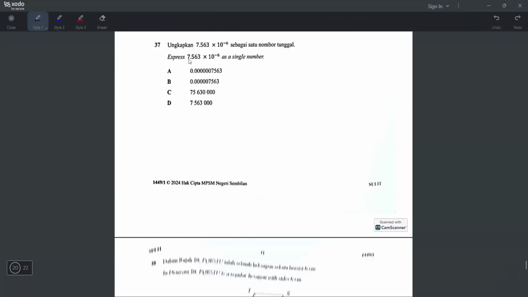Okay, number 37, 7.563. They want you to times with 10 power negative 6. This is called standard form. Okay, standard form, bentuk piawai. Bentuk piawai looks like this: A times 10 power n, right? And your A value would be a decimal number, and in front of the decimal have one digit only, and the digit is not zero. So they want to express as a single number.